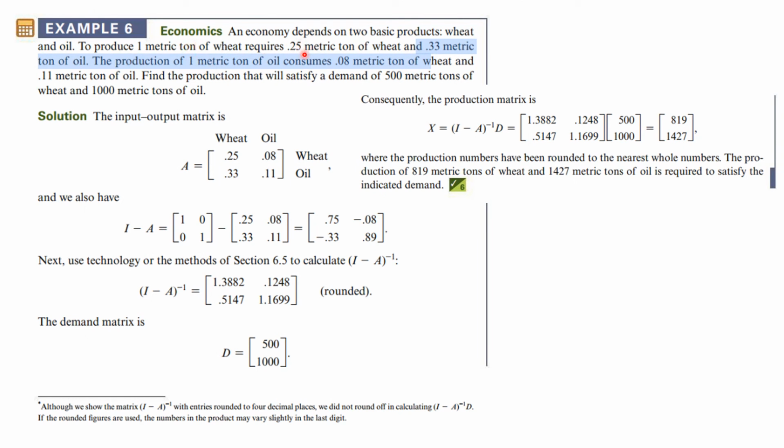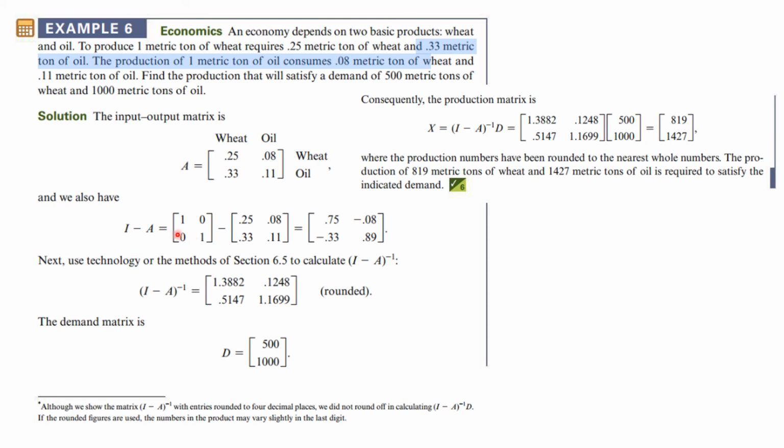Here's another example. The economy depends on just two products, wheat and oil. To produce a metric ton of wheat requires a quarter metric ton of wheat and 0.33 metric tons of oil, and the production of 1 metric ton of oil consumes 0.08 metric tons of wheat and 0.11 metric tons of oil. Find the production that will satisfy a demand of D equal to 500 metric tons of wheat and 1,000 metric tons of oil. Well, my transition matrix based on this, with input and output, is A equal to 0.25, 0.08, 0.33, 0.11.